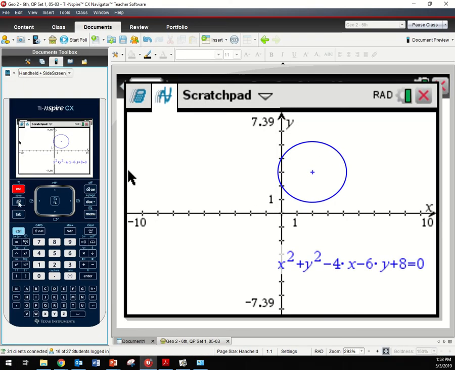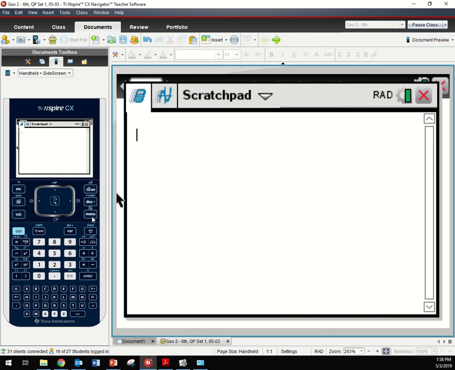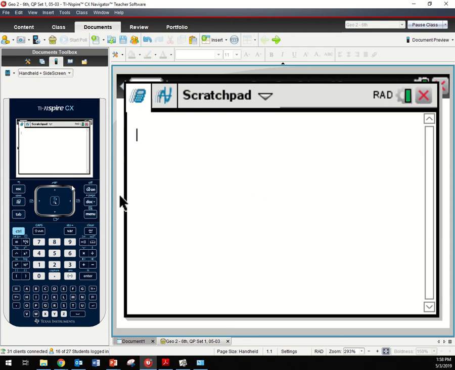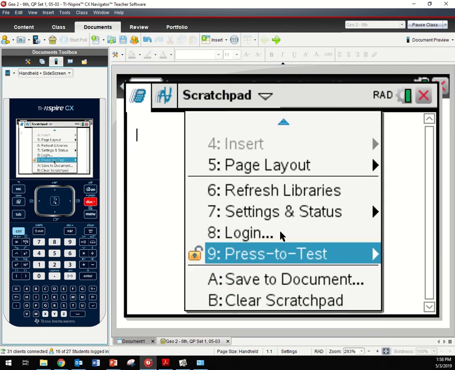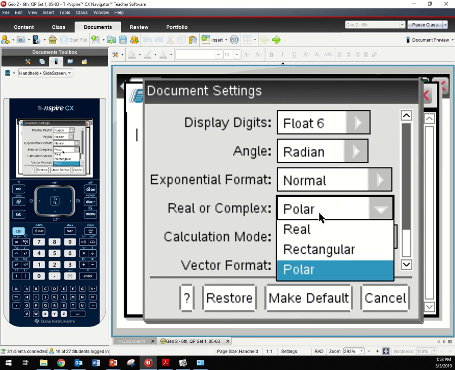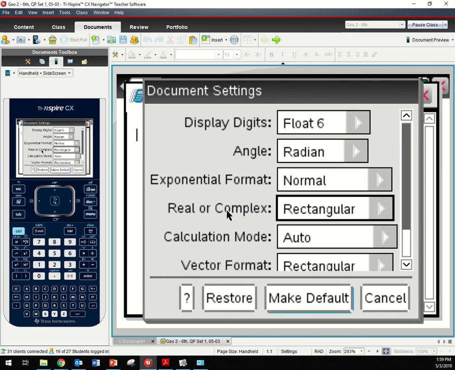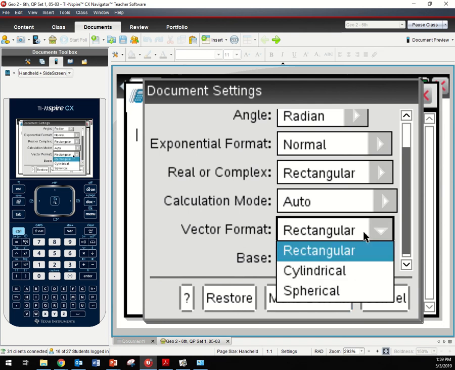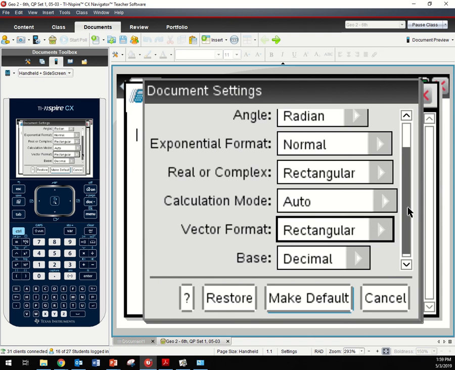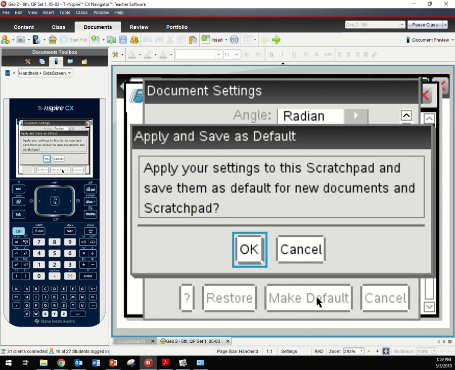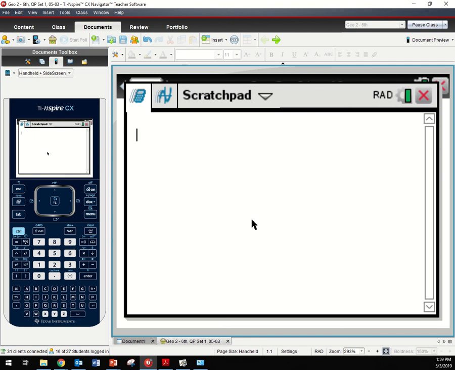Okay, I'm going to show you my calculator here. I'm going to check my modes, settings. Settings, 2, polar, I want rectangular. There we go. All right. You can leave it in degree or radian. It doesn't matter right now because I don't have anything.